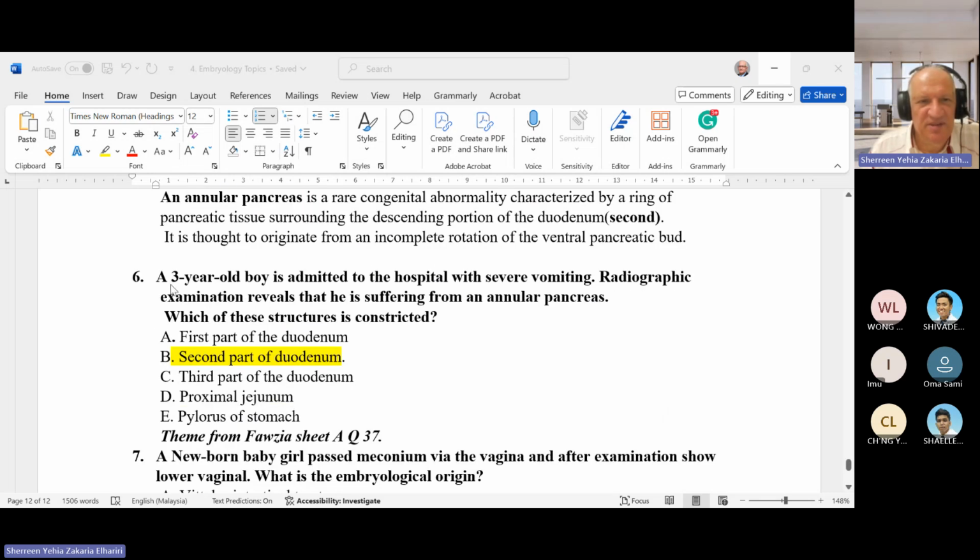You can see this question, for example: a 3-year-old boy admitted to hospital with severe vomiting, radiological examination refers that he is suffering from annular pancreas. What structure is constricted? The second part of the duodenum. Of course, you know the duodenum has first, second, third, and fourth parts. So this is the second part of the duodenum.